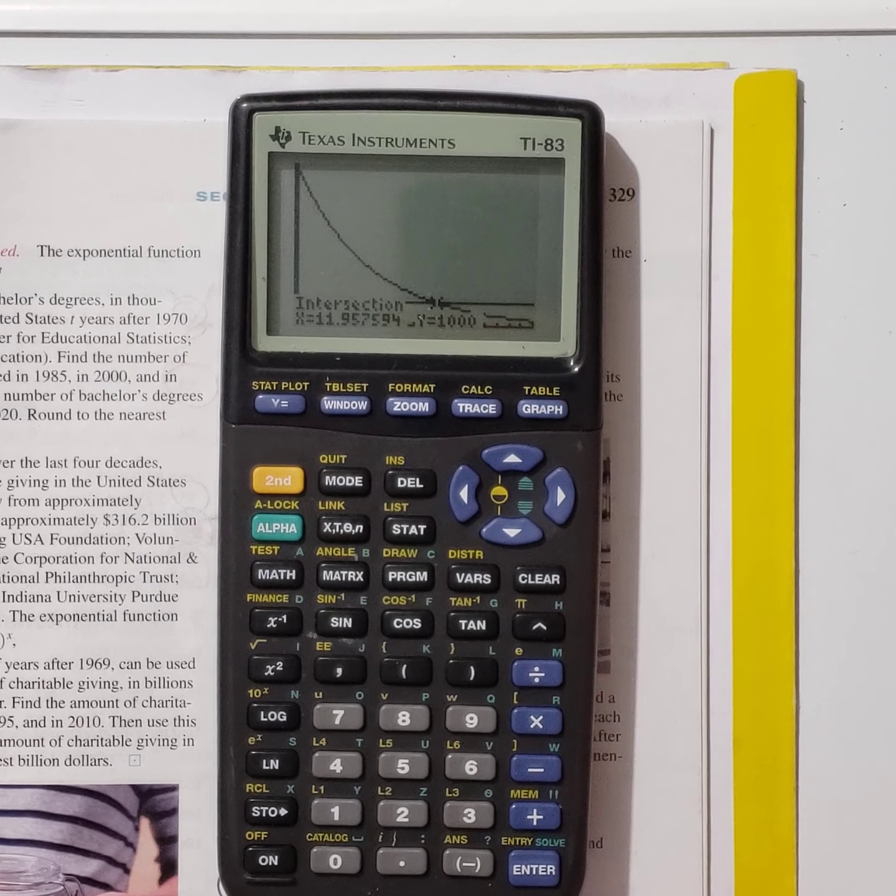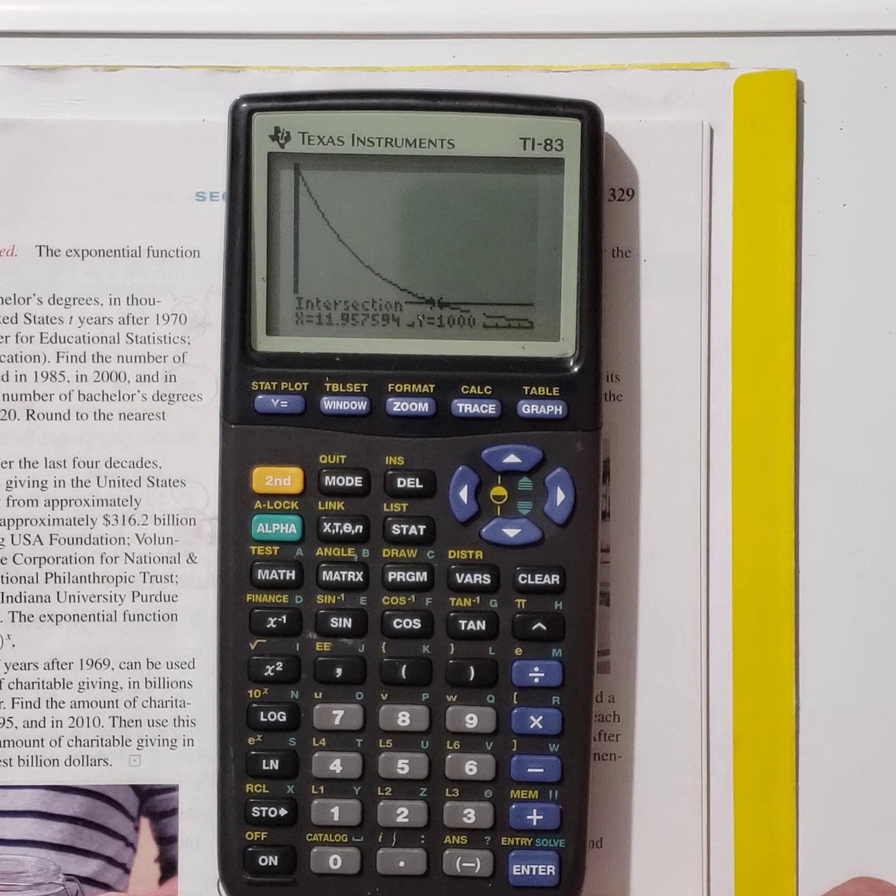So after just about 12 years, we're going to replace the whatever the heck this was we were talking about, a 72-inch range. And that's all there is to these word problems. Figure them out, put them in the calculator, set up the window if necessary, just like we've done with linear and quadratic functions all semester. Next time.